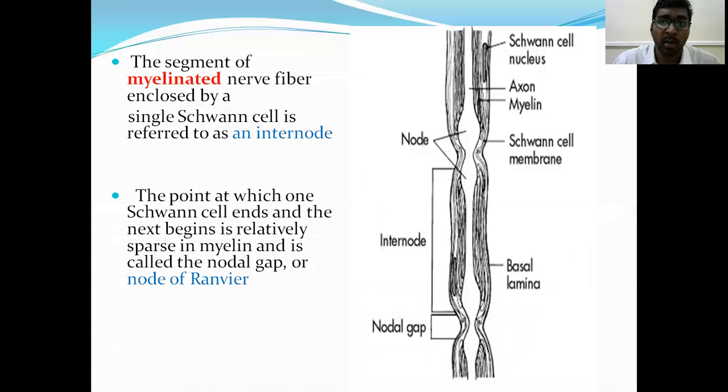You also know the structure of a myelinated nerve fiber. This is the axon, and each axon is surrounded by Schwann cells, which form the myelin sheath. Between the myelin sheaths, a gap is present, which is called a node. The part between two nodes is called the internode. The transmission in the nerve fiber is saltatory transmission; it jumps from one node to another.